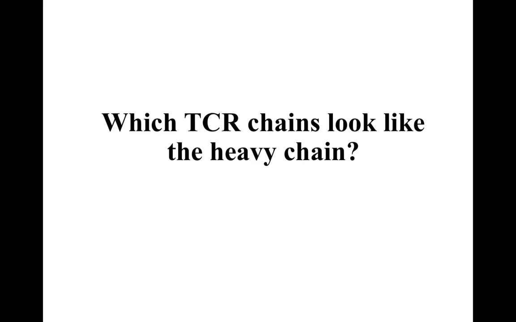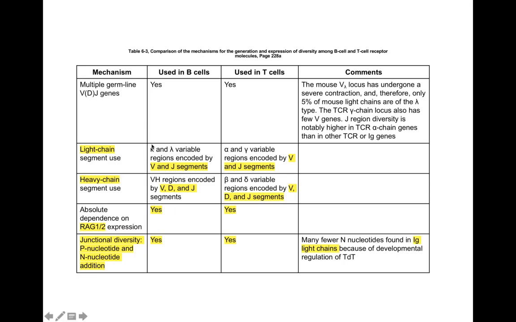Which T cell receptor chains look like the heavy chain? The heavy chain has V, D, and J segments, and in the T cells, the beta and delta chains have V, D, and J. So the T cell beta and delta chains look most like the heavy chain.